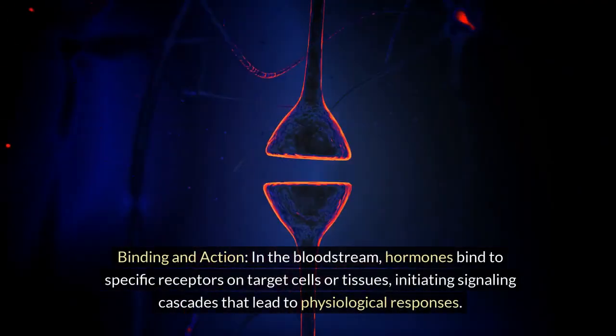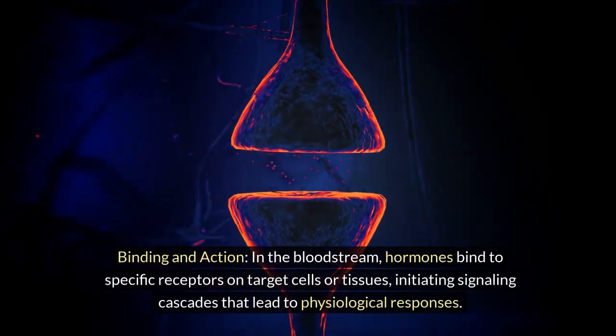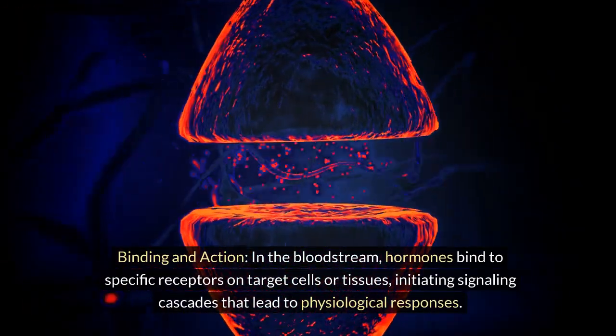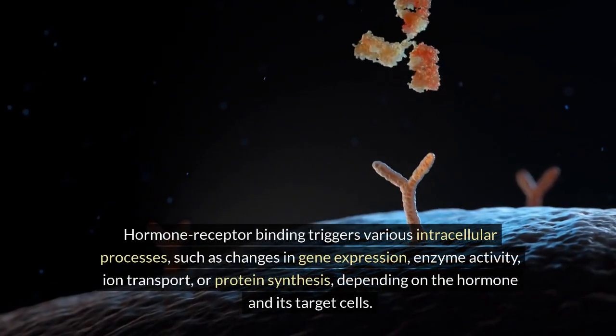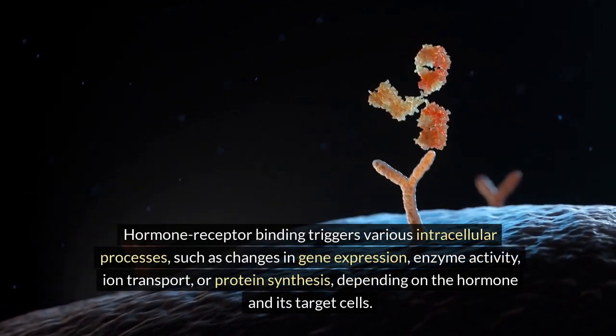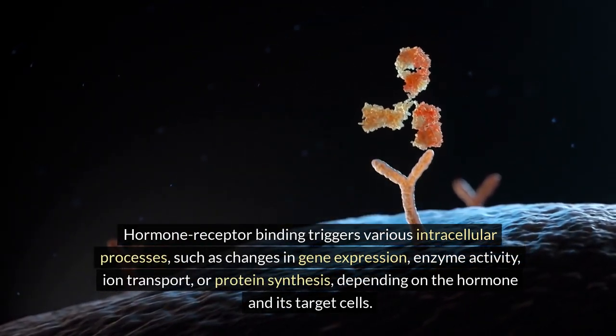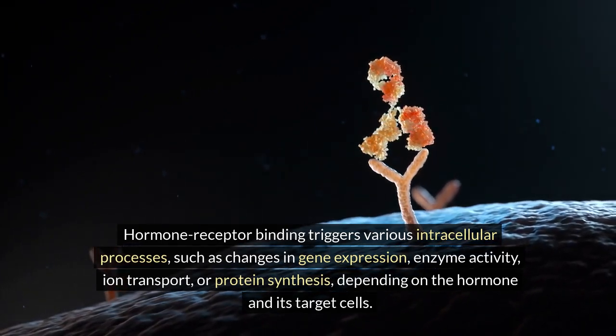Binding and action. In the bloodstream, hormones bind to specific receptors on target cells or tissues, initiating signaling cascades that lead to physiological responses. Hormone receptor binding triggers various intracellular processes, such as changes in gene expression, enzyme activity, ion transport, or protein synthesis, depending on the hormone and its target cells.